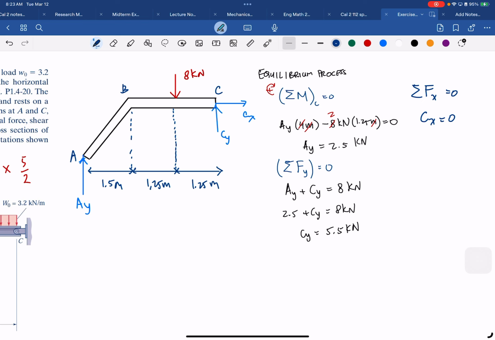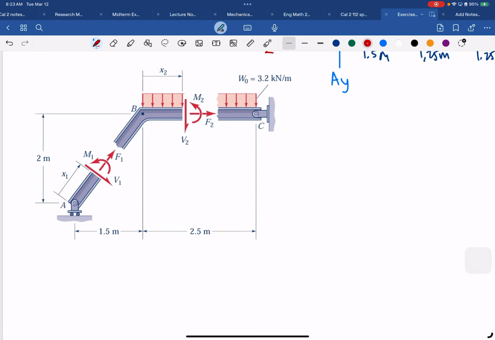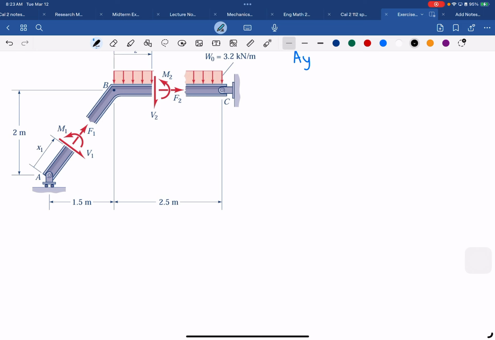And then this is the first question, right? The first question, we get all AY, CY, and CX. And then the second question is to determine the internal resultants at the cross sections of AB and BC. So we are going to find the axial force, the shear force, and then the bending moment. So we can start from the picture here. Maybe I will draw the picture, maybe like that.